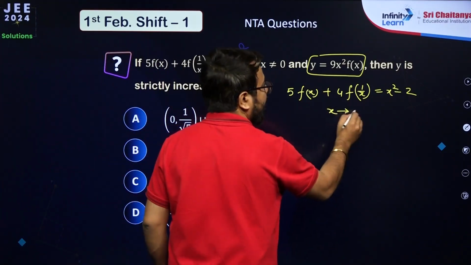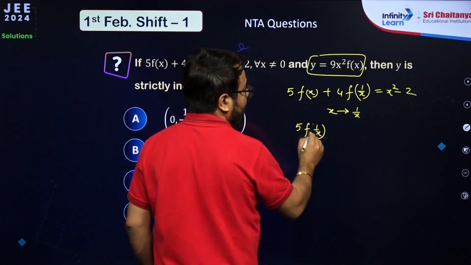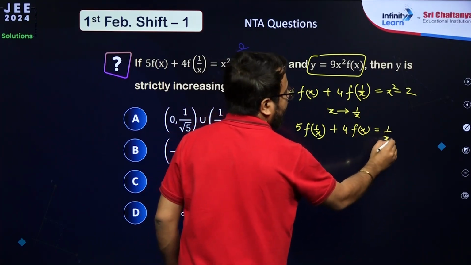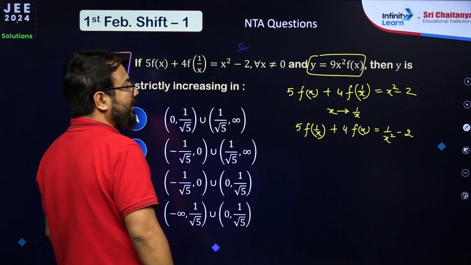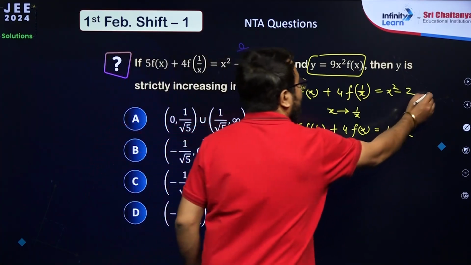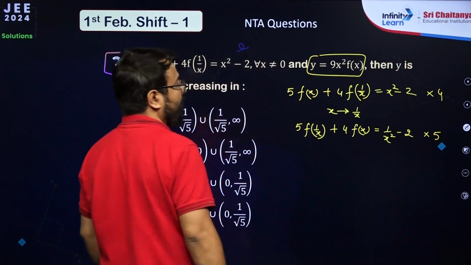If I replace x with 1 by x, then what will happen? It is 5 times f of 1 by x plus 4 times fx. Here it will be 1 upon x square minus 2. I hope this has been clear to you. Now what we need to do, we need to find the value of fx from here. So what I will do, I will just multiply this equation by 4 and I'll just multiply this equation by 5.